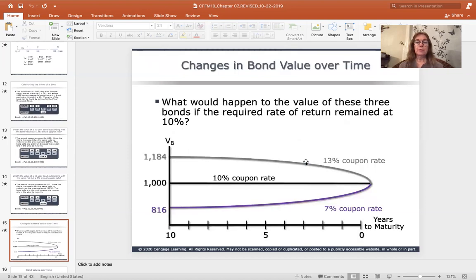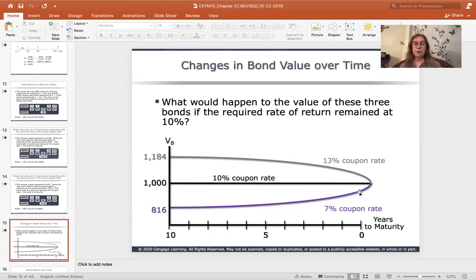Okay, and this is just showing that if we were calculating like this 13% bond, we calculated it back 10 years and we got 1184. If we went back 9 years, 8 years, 7 years, as this bond gets more towards maturity, it's going to approach $1,000. So if you took the present value back 9 years, it's going to be a little bit higher. Same here. It's going to be lower. It's going to be approaching the $1,000.